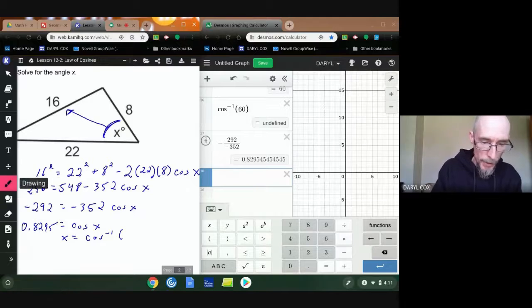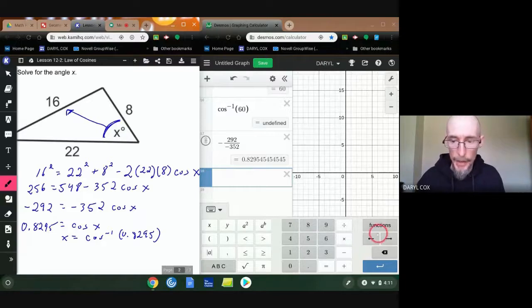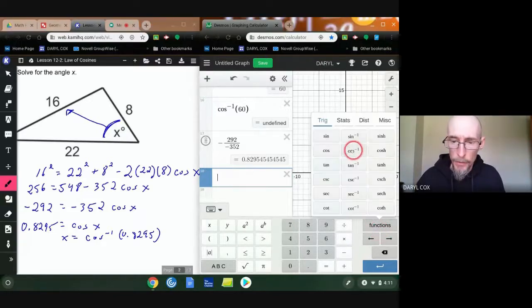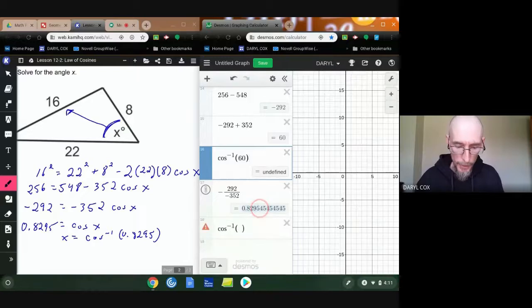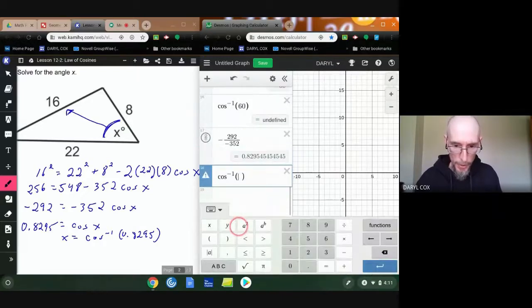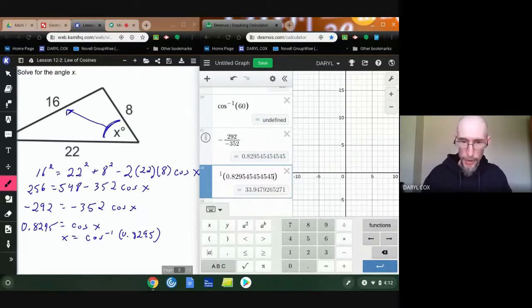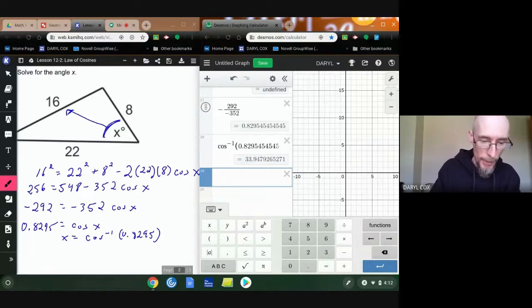Okay, so 0.8295. So I want the cosine inverse of that. Cosine inverse, whoops, of copy, paste. Now that's a better answer. X equals, we'll just call that 34 degrees.